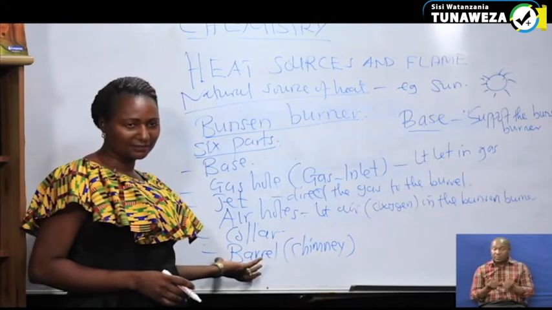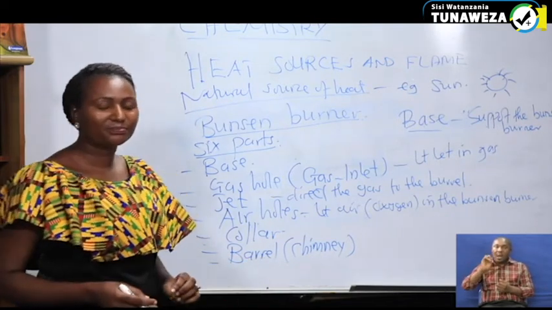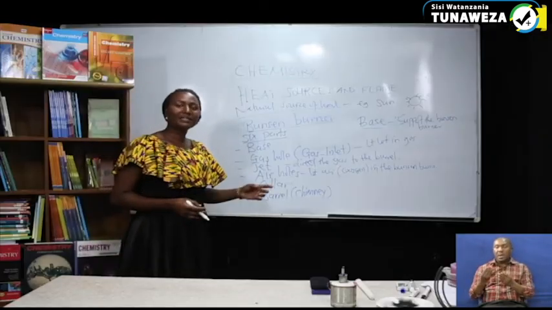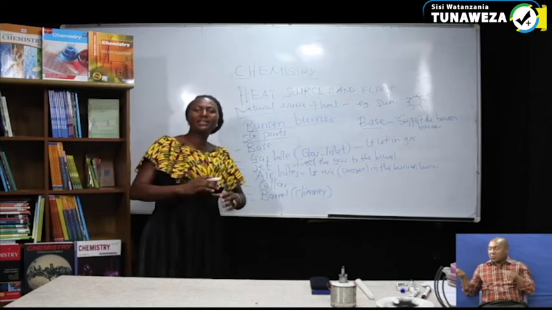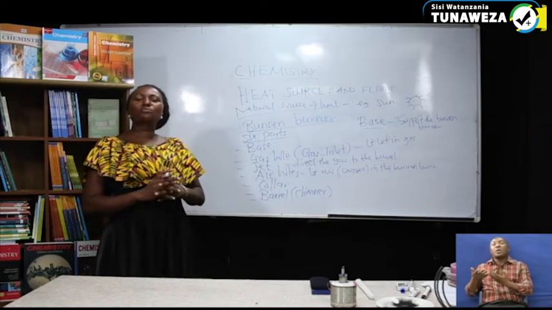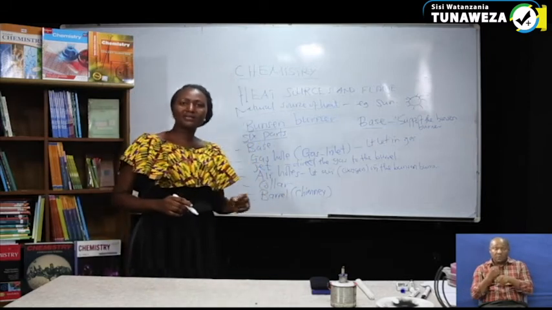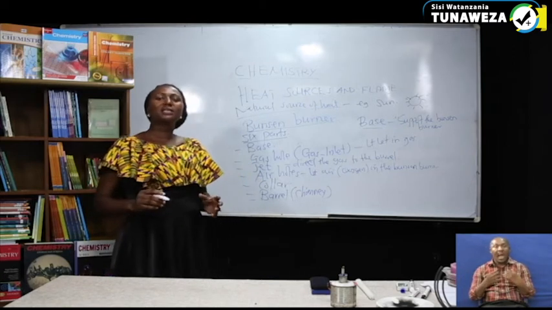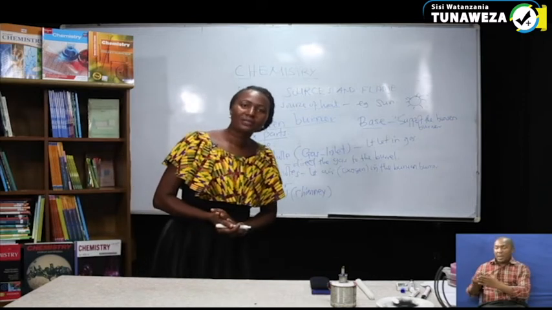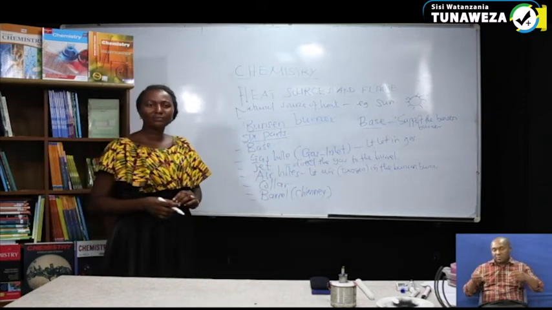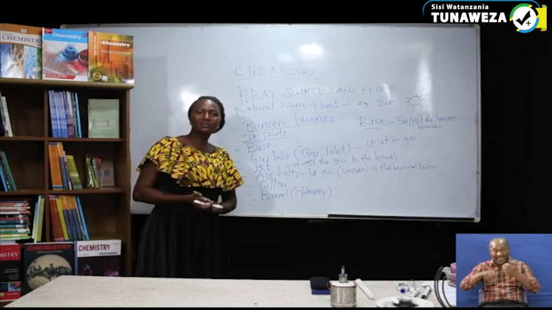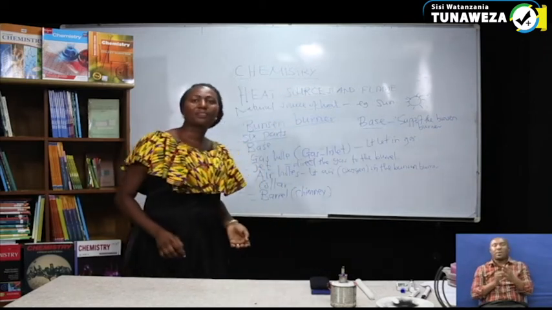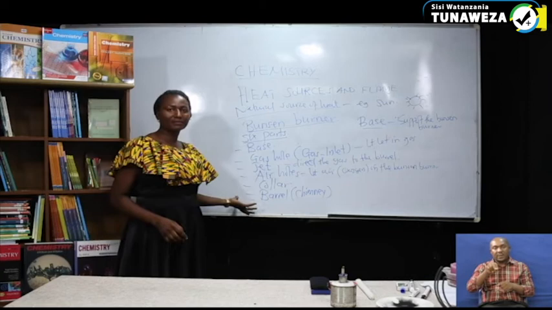Another is the barrel. The barrel normally collects the air from outside and the gas from the gas supply and mixes them together so as to burn. So the function of the barrel is to collect the air and the gas from the gas supply so that they can mix together so as to burn. So those are the functions of the parts of the Bunsen burner.